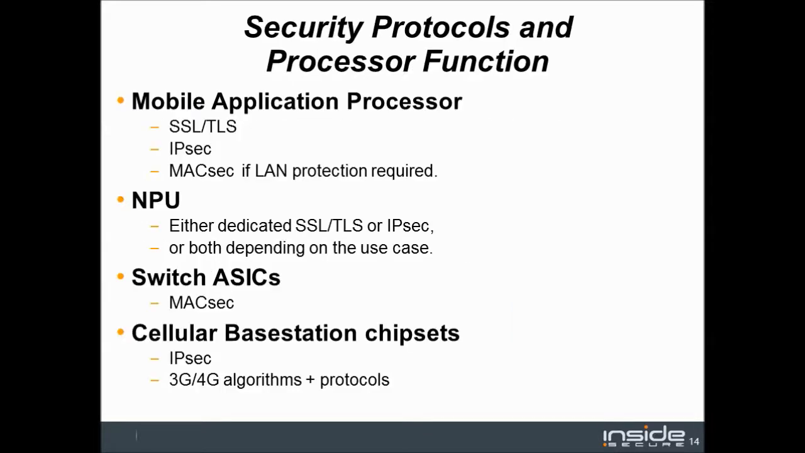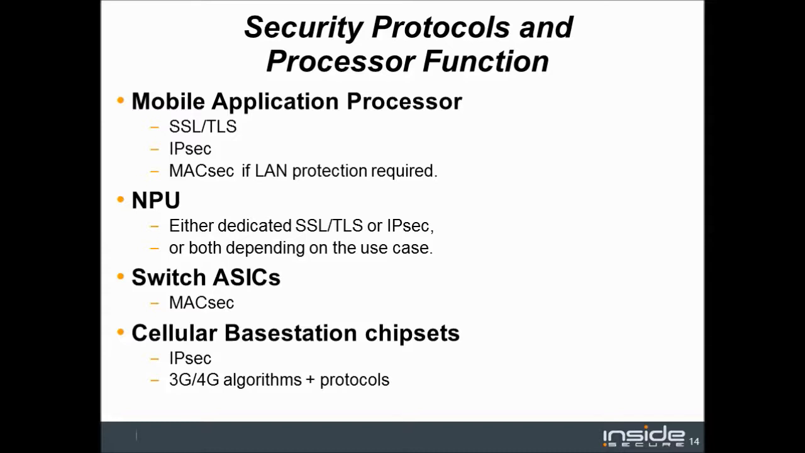So look at a bit of the application or market areas. You could have the need to build an application processor or mobile application processor or a network processing unit, depending on which market you're in. Switch ASICs, store and forward ASICs, if you will, maybe cellular base station chipsets, and we could go on and on and on. Typically, these are the areas where you are when you have security communication protocols. And we at Inside Secure are happy to advise you which protocols you need. Some application areas dictate the protocols.